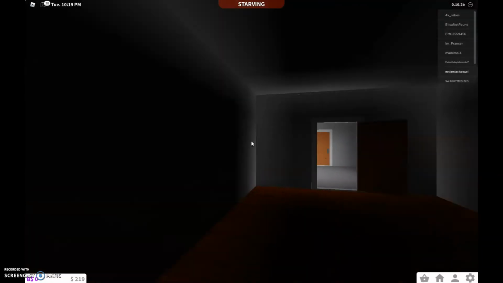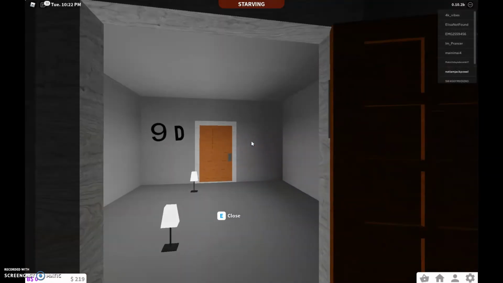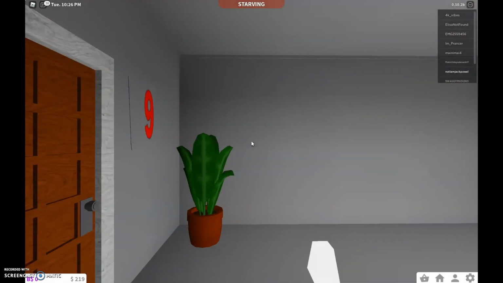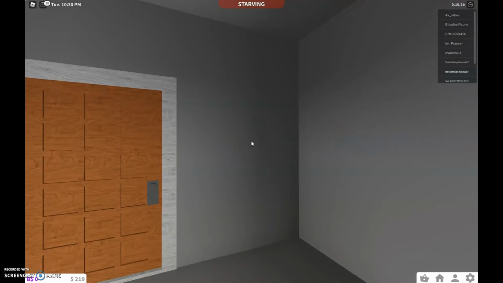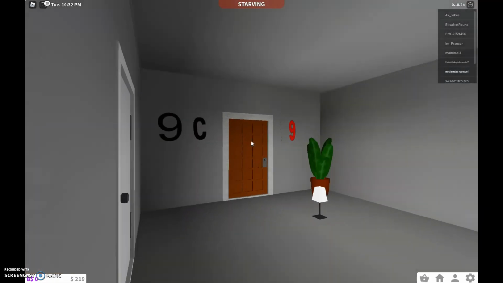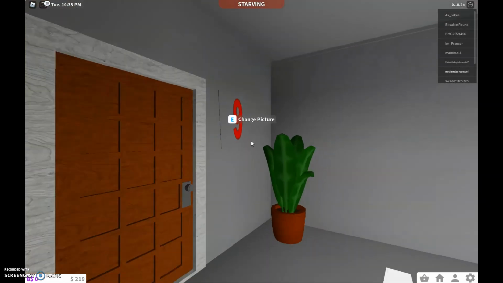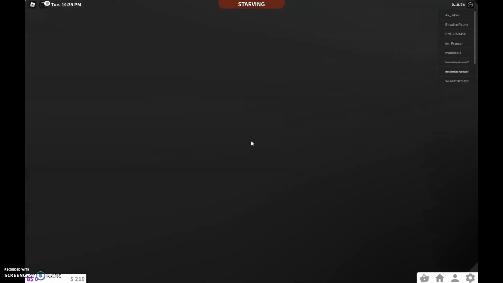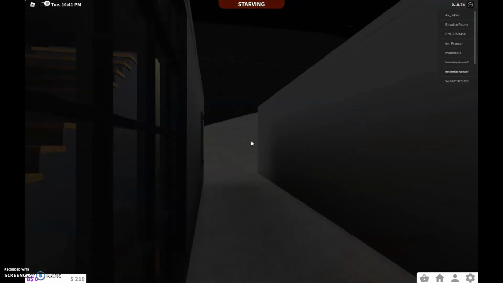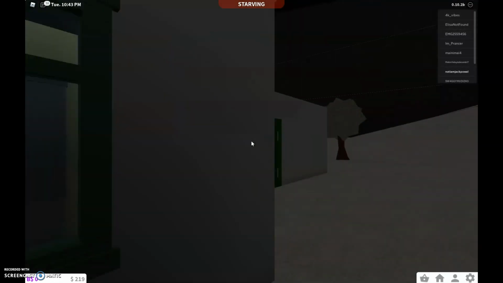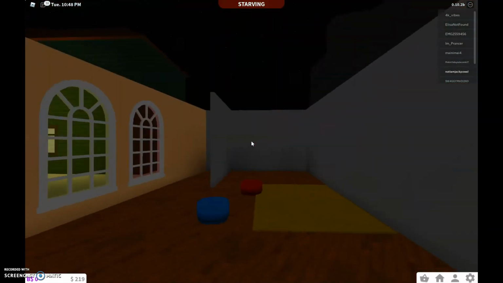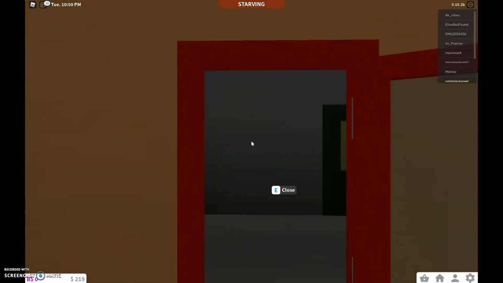Basically the Shay apartment, just literally dark. This is literally just a remake of the iCarly apartments. Yeah, this is literally 9D, 9C. And then the 8 is replaced with a 9 right here. The studio.